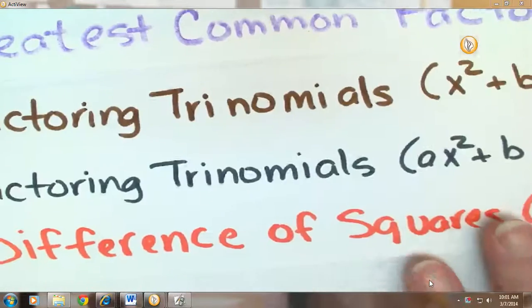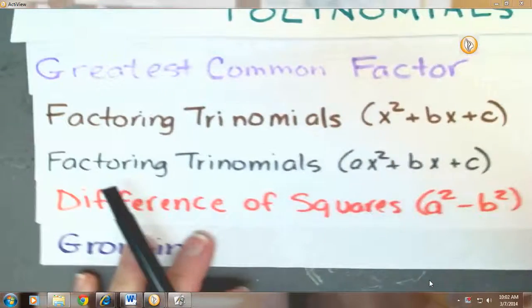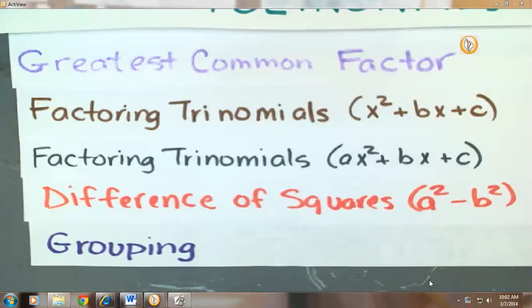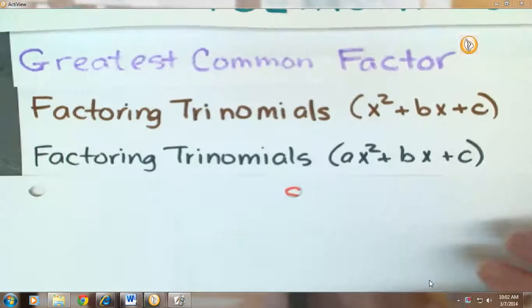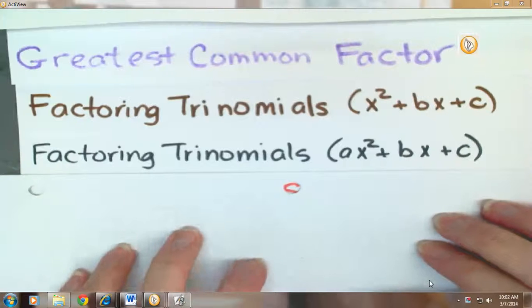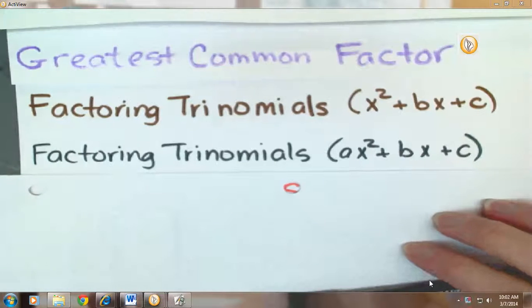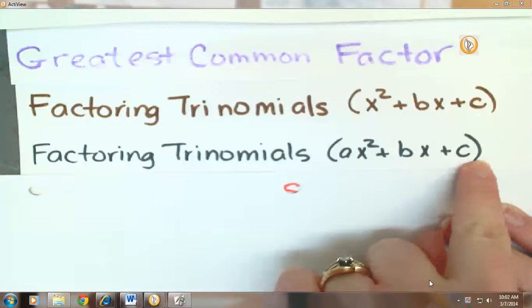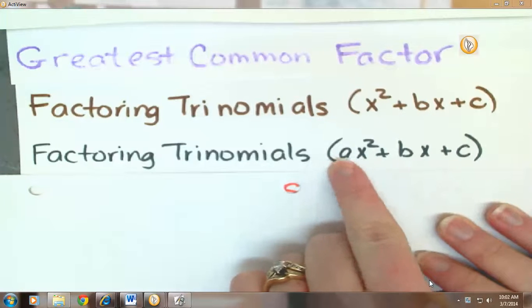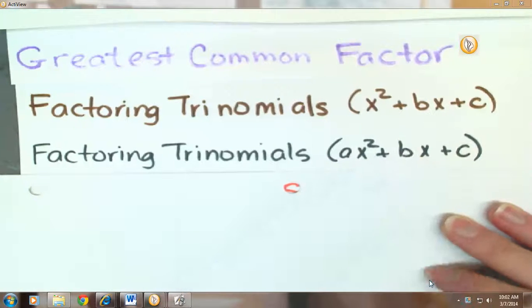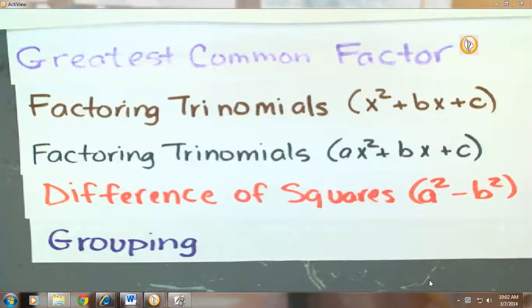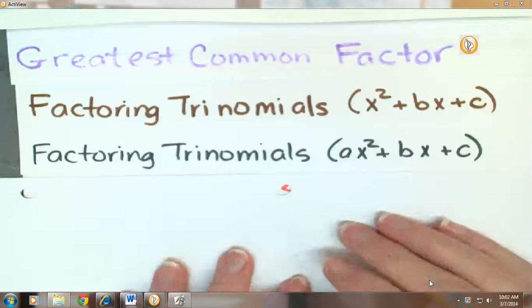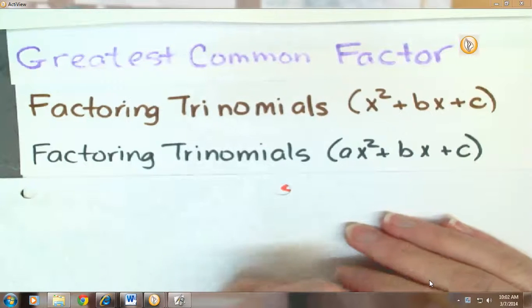Open books. You're going to need to label a new tab. Okay, we are still factoring trinomials. So the next tab, we're going to write it down as factoring trinomials, but it looks a little bit different. It's going to look like ax squared plus bx plus c. So write this into your book, please.